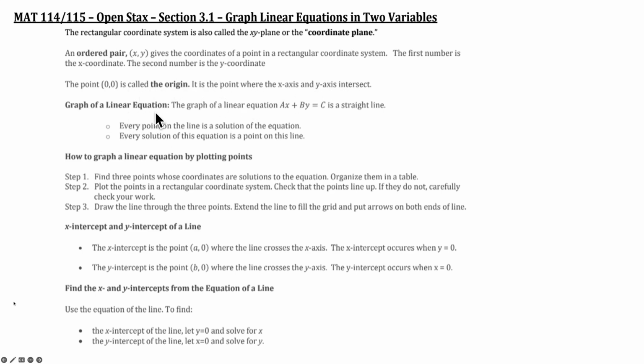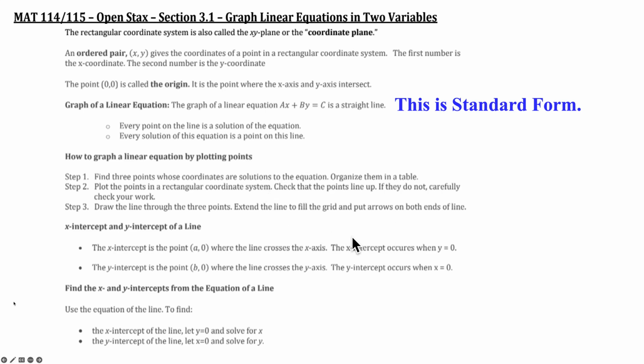To graph a linear equation, the graph of a linear equation in the form of ax + by = c is a straight line. This is known as standard form. And you might want to make a little note that capital A, capital B, and capital C are traditionally integers. Every point on the line is a solution of the equation. Every solution of this equation is a point on the line.